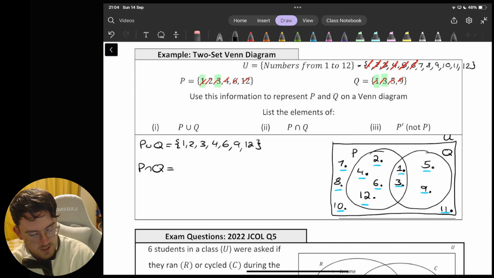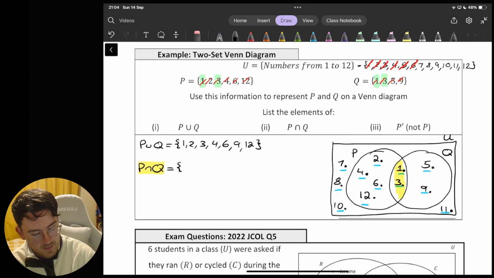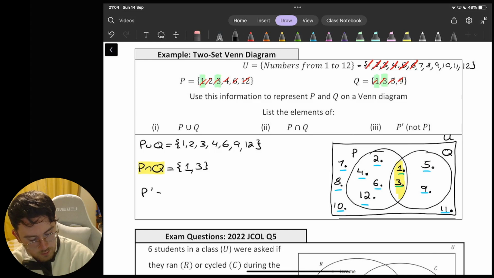The next symbol here with the N, that means intersection. So that's going to be just this section in the middle here. And that's just going to be 1 and 3. And lastly, we're asked for P complement, so the set of elements that are not in P.